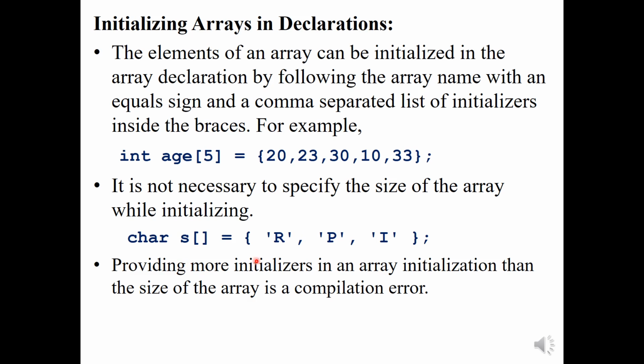The next point is, suppose you have defined the size as 5, but you initialize with 6 numbers, then this will be a compilation error. Your computer will say, oh, there is an error, you have only reserved 5 places for this array, but you have given 6 numbers here. That is not allowed. So if you provide more initializers in an array initialization than the size of the array, that will usually be a compilation error.